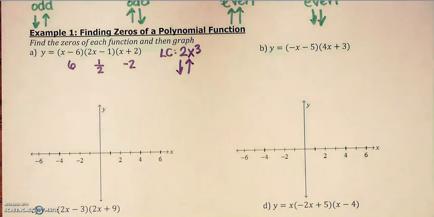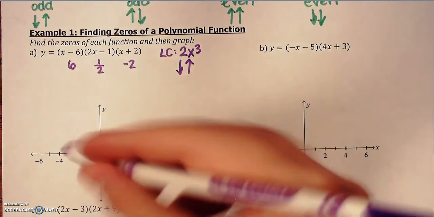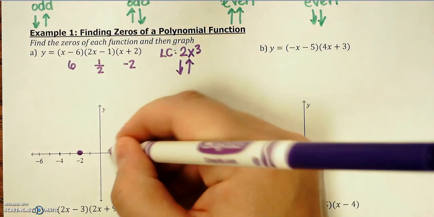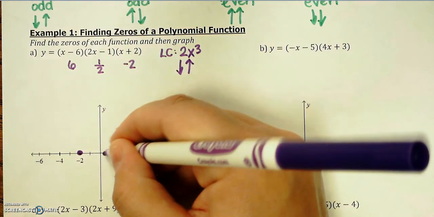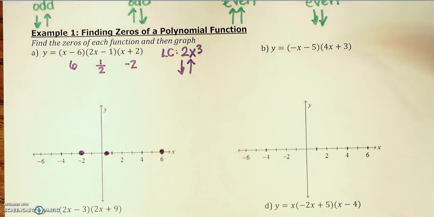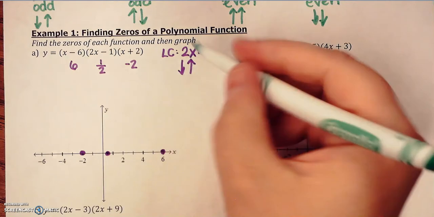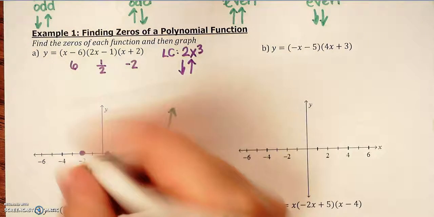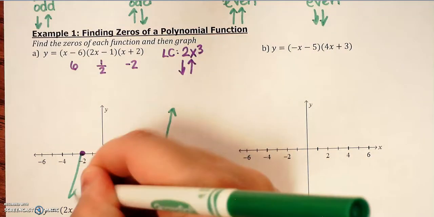So we're going to work through these zeros to do a sketch here. Let's plot these zeros: -2, a half, just ballpark right in there between 0 and 1, and then 6. Now, here's how I do these. I know the end behavior is going to point up at the right of the graph and down at the beginning of the graph.